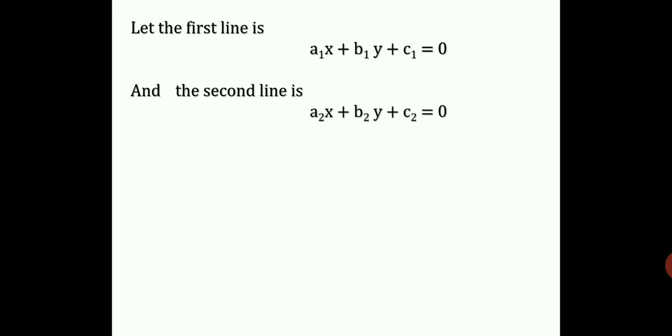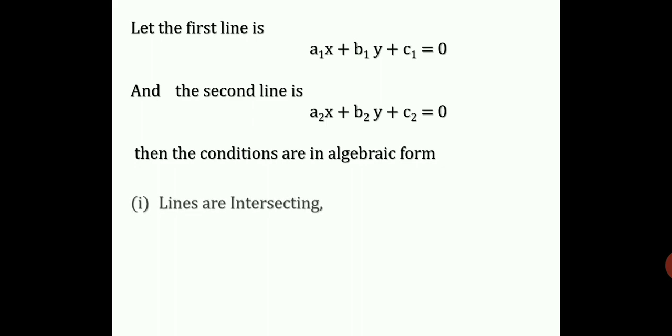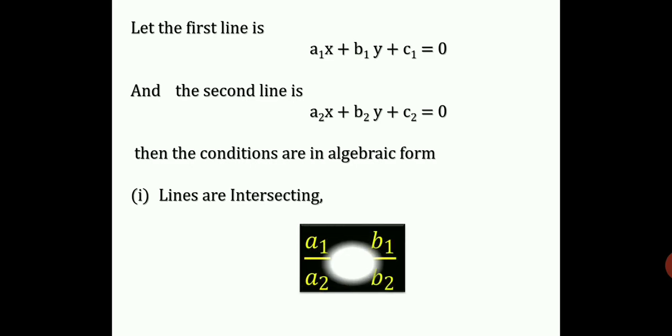There are two lines, a pair of lines. So the condition in algebraic form is, if the lines are intersecting, they have one and only one common point, a unique solution, consistent lines. So the condition is the ratio of the x coefficients, a1 by a2, is not equal to b1 by b2.